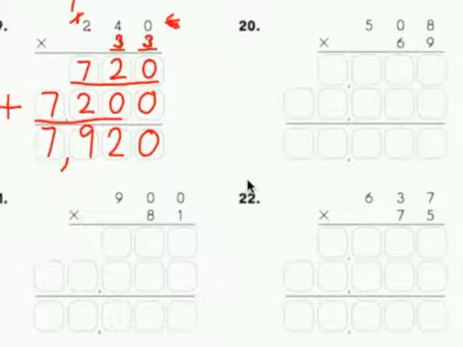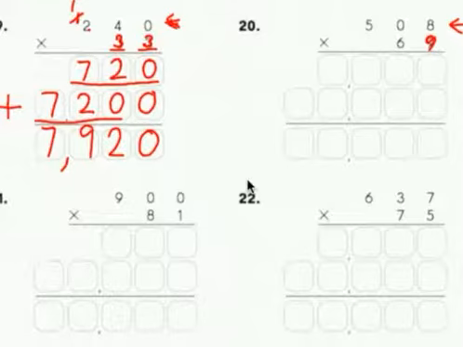I'm going to do number 20. And then 21 and 22, I'd like you to try on your own. Okay? All right, so number 20. Step 1, multiply the number in the ones place by the top row. So I'm looking at this second number here, the bottom number. The number in the ones place is 9. I'm going to multiply it by the top row. Okay?